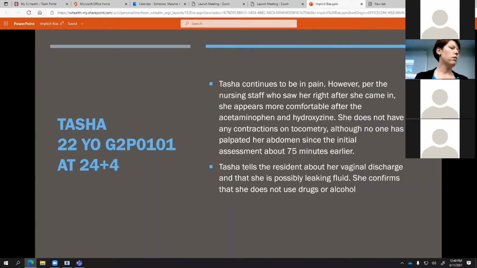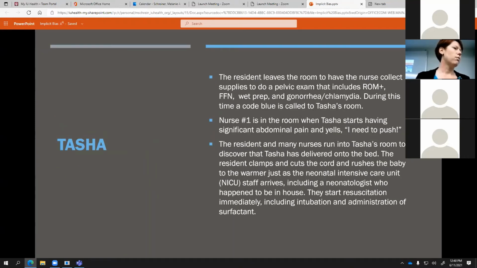Tasha tells the resident about her vaginal discharge and that she is possibly leaking fluid. She confirms that she does not use drugs or alcohol. The resident leaves the room to have the nurse collect supplies to do a pelvic that includes a ROM plus, fetal fibronectin, wet prep, and GC chlamydia. During this time, a code blue is called to Tasha's room.